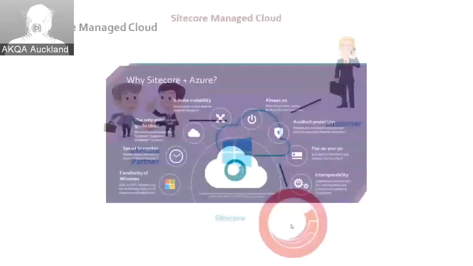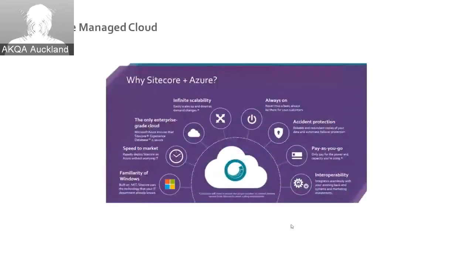Okay, so why Sitecore Managed Cloud, or why Sitecore plus Azure? I think everyone knows now. These are some features when you use Sitecore plus Azure: familiarity with Windows because everything is Microsoft based; speed to market, which is covered by Bopi; enterprise grade cloud, Azure, though we also have AWS and IBM; infinite scalability because of the PaaS offering, where you can add whatever web apps or scaling you need; and always on, which is now given by Sitecore.